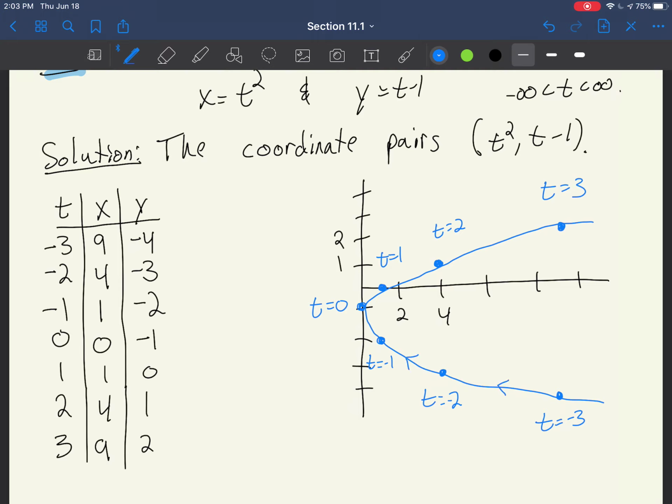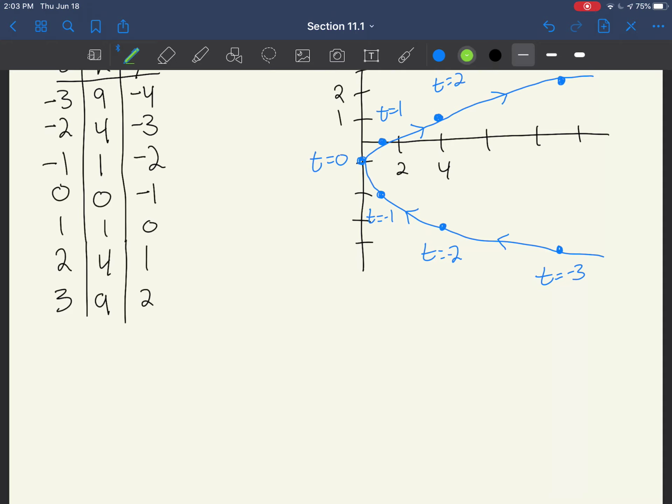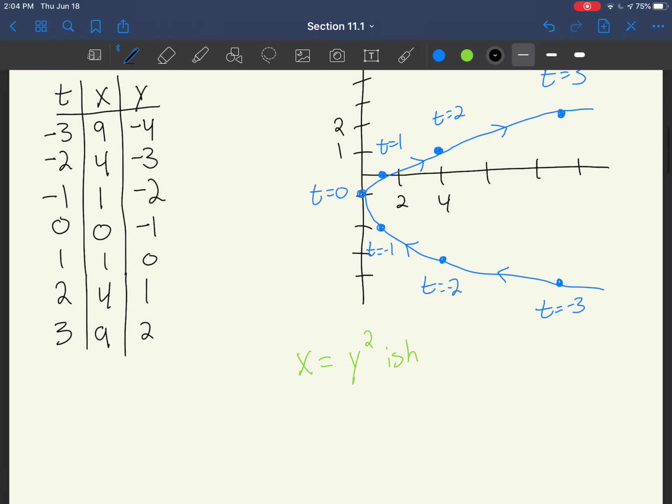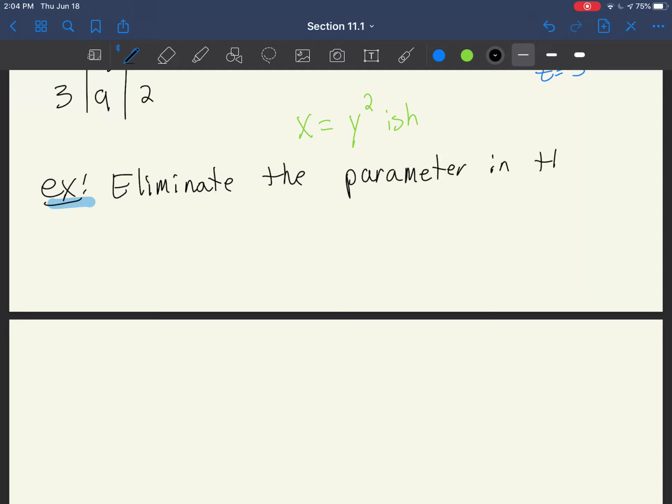And then whenever you draw a parametric curve, you should always indicate the direction. So we are going in this direction. So this looks like a parabola rotated 90 degrees. So this probably has equation x equal y squared-ish. And we'll see how we can convert a parametric equation to a normal Cartesian equation in a little bit. And by that I mean right here. Example, eliminate the parameter in the previous example.